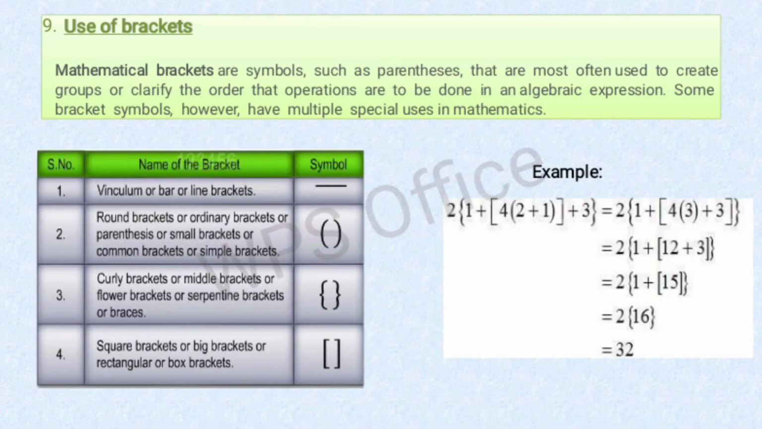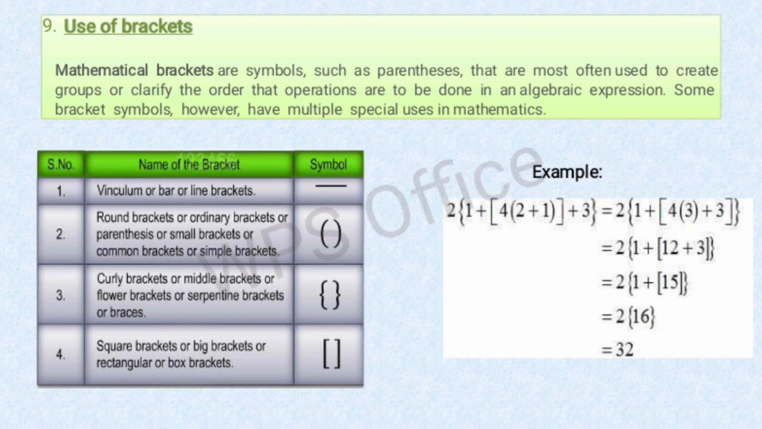Mathematical brackets are symbols such as parentheses that are most often used to create groups or clarify the order that operations are to be done in an algebraic expression. Some bracket symbols, however, have multiple special uses in mathematics.